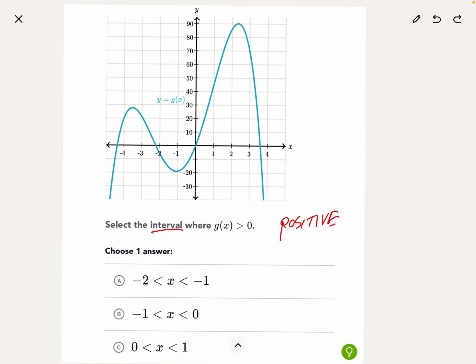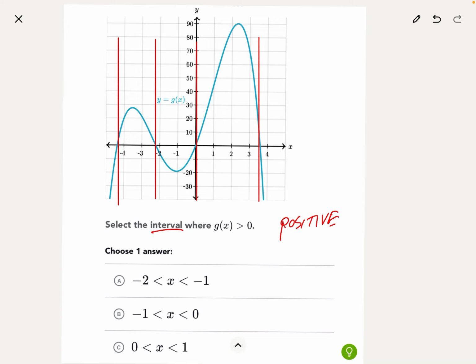That's one place where it crosses the x-axis. Here's another place. Here's another place where it crosses the x-axis. Here is another place where it crosses the x-axis. And here is the fourth place where it crosses the x-axis.